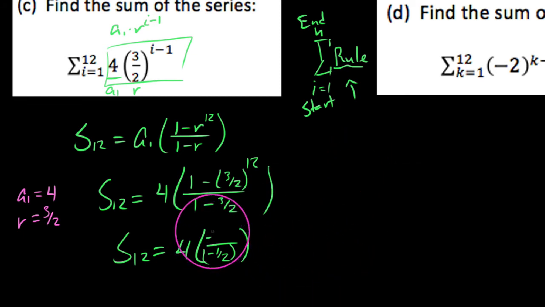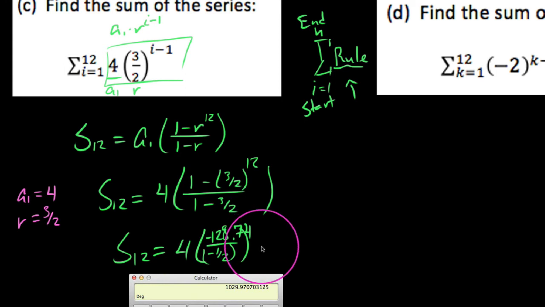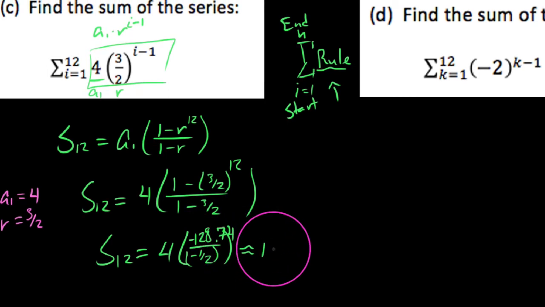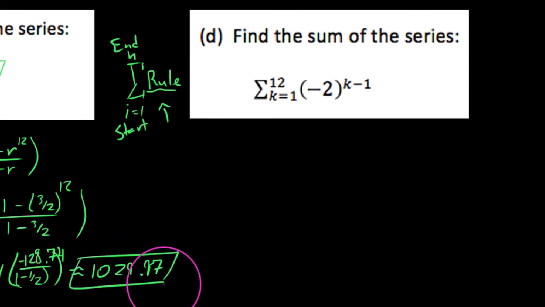So we get now on our calculator negative 128.74. We're going to take it and divide it by negative a half. So we say divided by negative 0.5, and I get 257.49. Now we need to take everything in here times 4 on the outside, so times 4. And so we get this sum right here, approximately 1029.97. Okay, so you're going to have to deal with fractions.